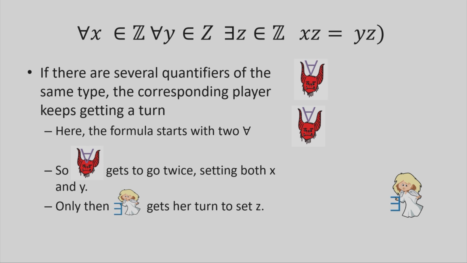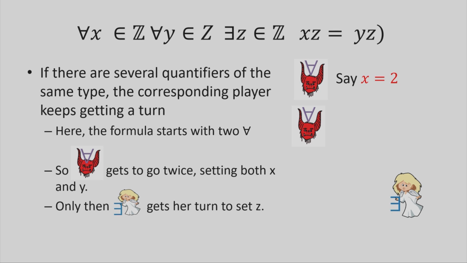Okay, so let's try another formula with a different order of quantifiers and see if this formula is true or false. So first of all, if you have several quantifiers of the same type, one after another, then the same player keeps selecting values. So this time, the universal player selects both the value for x and the value of y, and the existential player only gets to select the value for z. So let's play it. The first two turns will be the red player, and the last turn will be the green player.